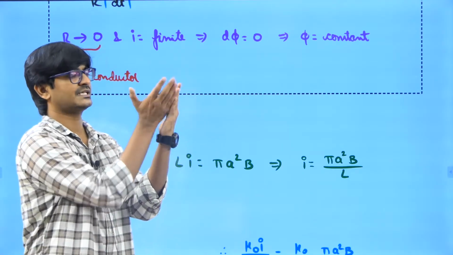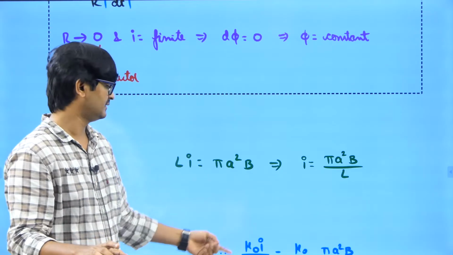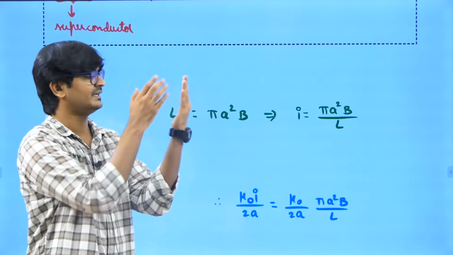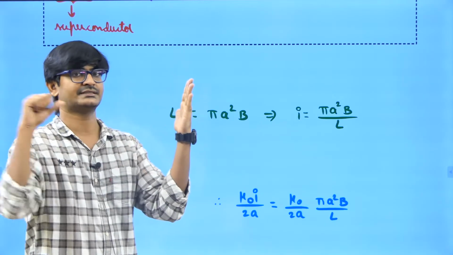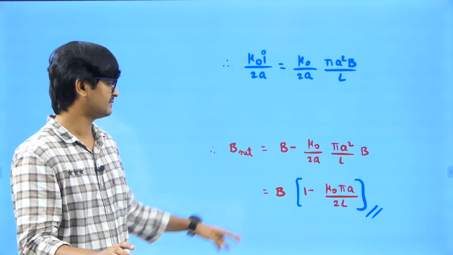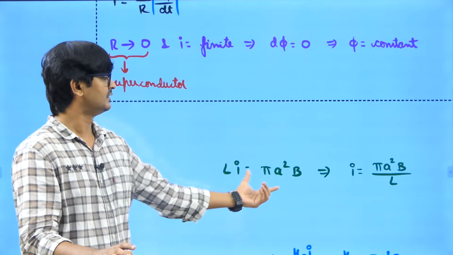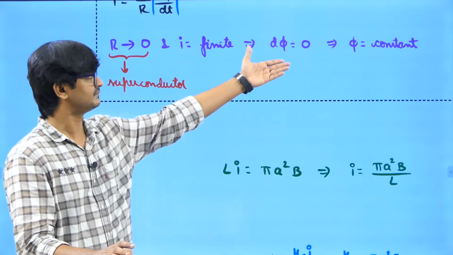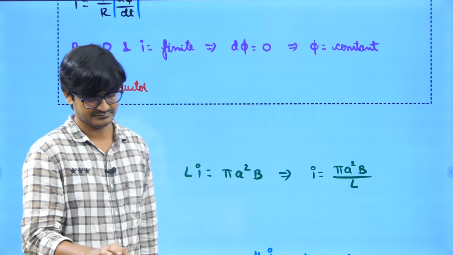Now if you know the current flowing in it, then you can find the magnetic field at the center, which is μ₀I by 2a. This is the magnetic field at the center because of the current flowing in the loop. Apart from this, there is external magnetic field also. So net magnetic field at the center is going to be this much, which was the question they asked, but this is not so important. What you need to understand is flux will be conserved for a superconducting loop at any time.